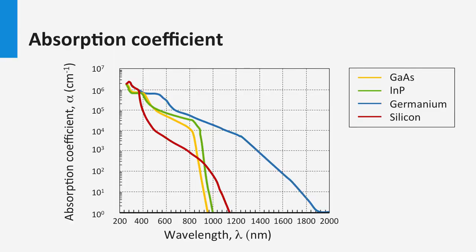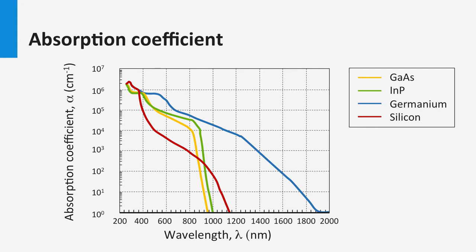Here we look again at the absorption coefficient versus the wavelength. As you can see here, the absorption coefficient of gallium arsenide is significantly larger than for silicon. As example, we also show the 3-5 material indium phosphide. It means that to absorb the same amount of light in reference to a silicon wafer, the thickness of the gallium arsenide film can be more than an order of magnitude thinner.